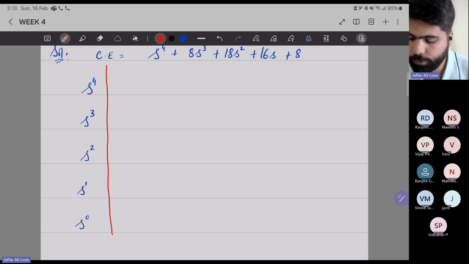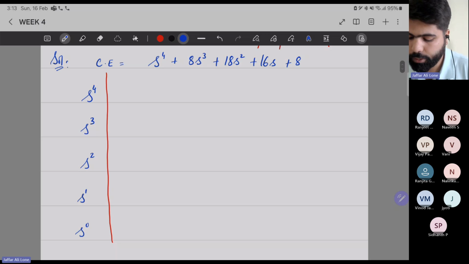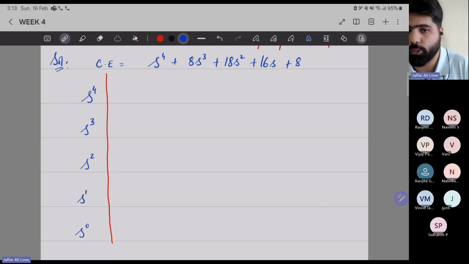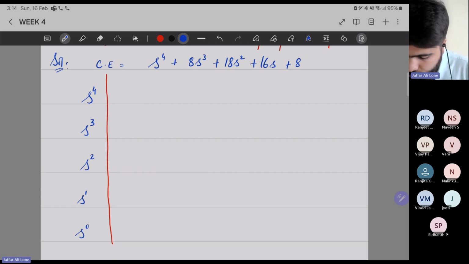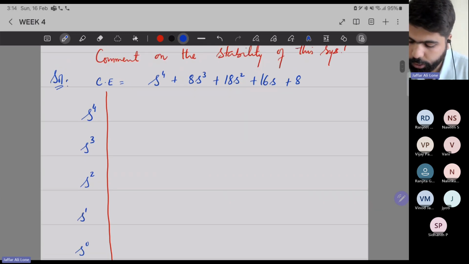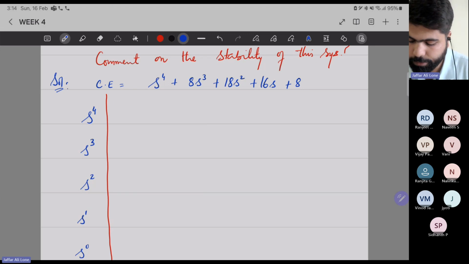So for example, tomorrow, if you have a characteristic equation of sixth order, you'll write s^6, s^5, s^4, and so on. Correct? So the next thing is you have to write the coefficients, the even coefficients. For example, you have s^4, so all even coefficients you have to list. What is the coefficient of s^4? The coefficient of s^4 is 1.